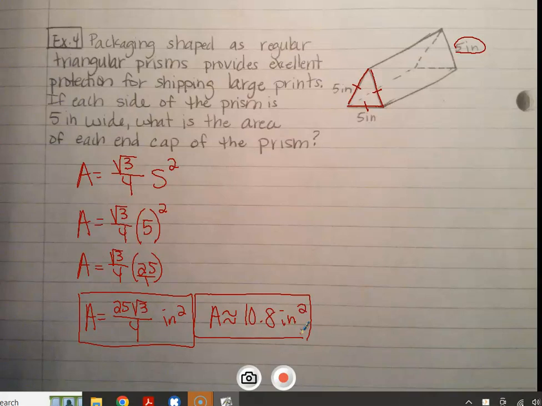All right, that's it for today. Really just looking at the 45-45-90 and the 30-60-90 special right triangles, and then the formula for the area of an equilateral triangle if you know the side lengths. Okay. All right. Well, get started on your homework, and I will see you tomorrow.